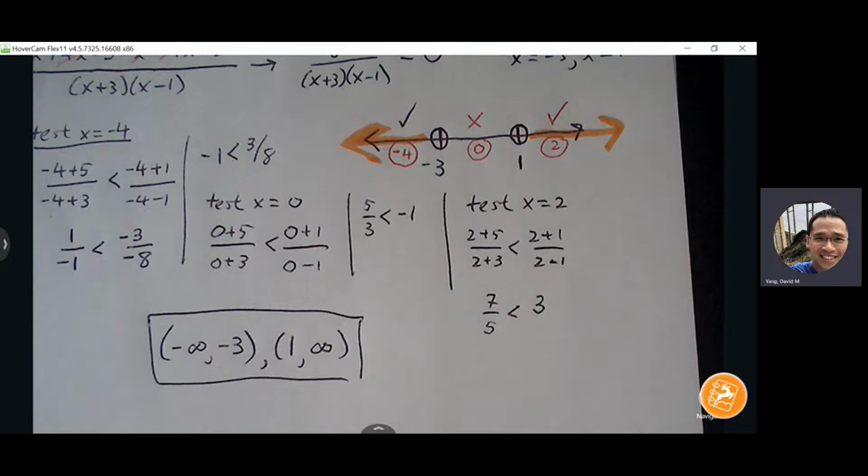Now, notice that I did not include the test numbers in my interval. Right? The test number is just to make sure whether the entire interval is true or false. But once we test those numbers, we don't include them in our interval. We go back to what we have initially on our sign line. So whatever number we test, those numbers will not show up in your solution set.